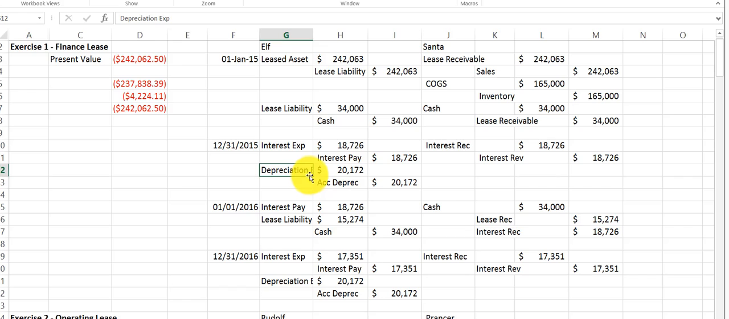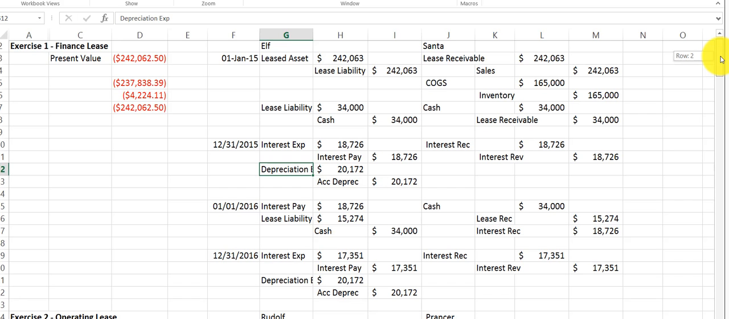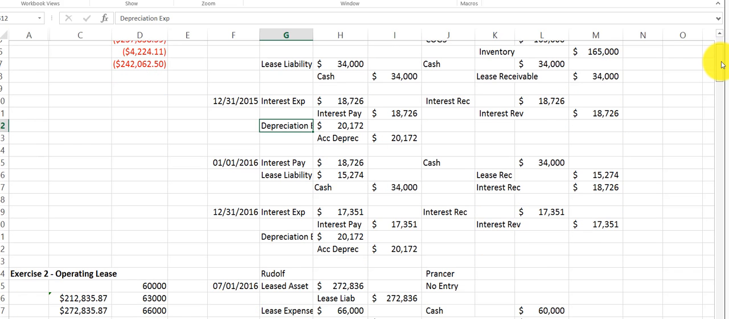Then because it is a finance lease, the lessee records depreciation. Lessor has given up control, so the control goes here to ELF and they record depreciation using the 12-year useful life because of the ownership transfer rather than the 10-year lease term. So remember, it is the shorter of the two unless there is an ownership transfer, and then you use the useful life, just like if you had bought it.